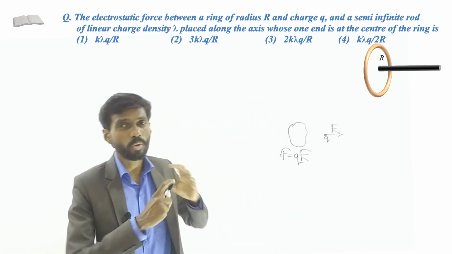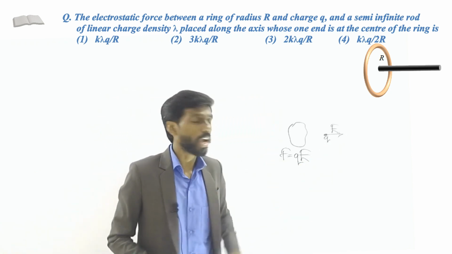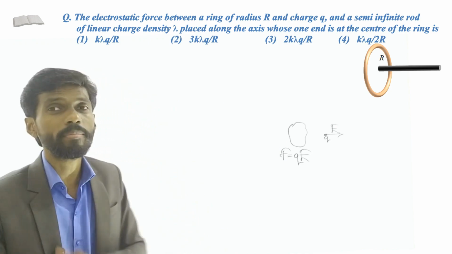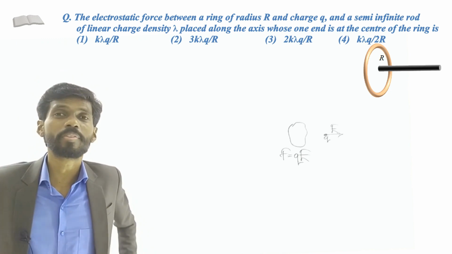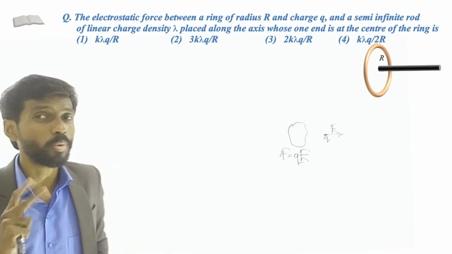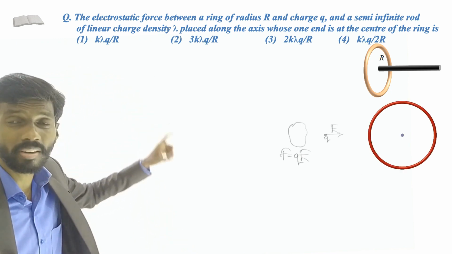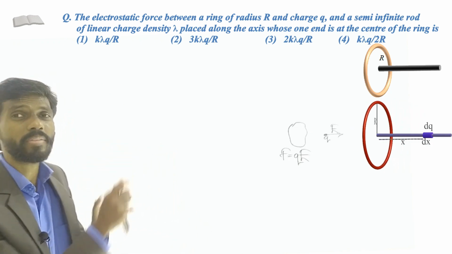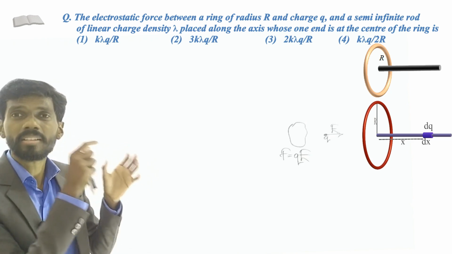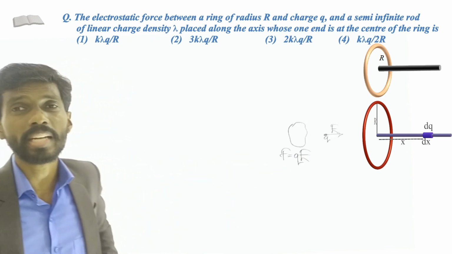But here both of them are not point charges. So we have to find the force between them. How will you find it? We will use the method of integration. Let us do this question by two methods. The first method is we will keep this ring as it is. Now we will consider only a very small portion of the rod, having charge dq, having length dx, at a distance x from the center of the ring.